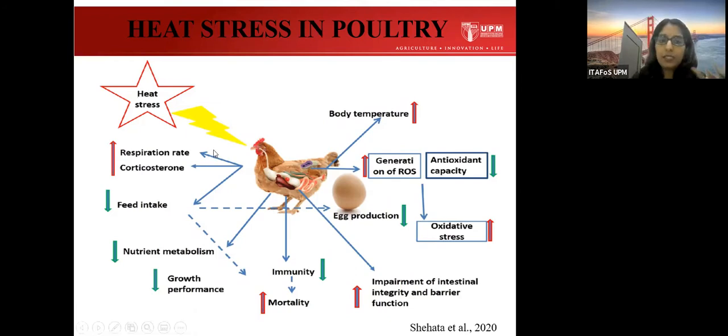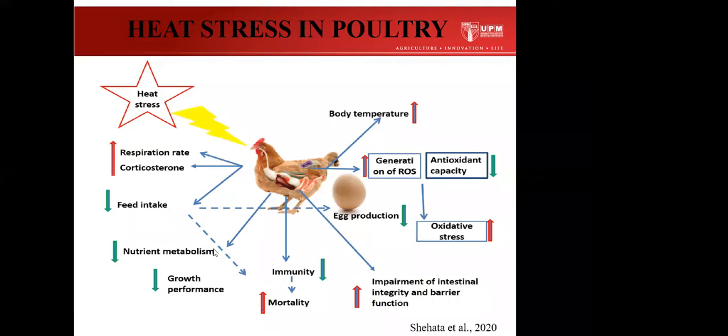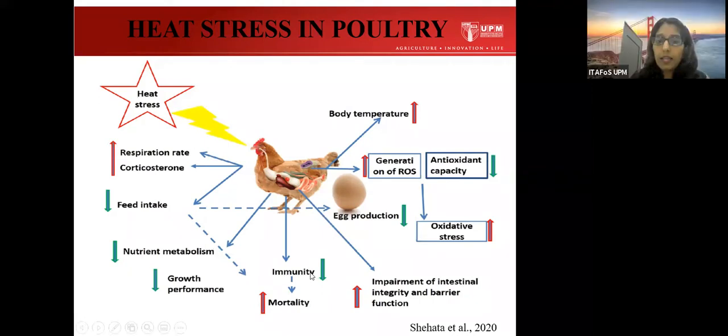When there's heat stress, obviously the temperature becomes higher and the respiratory rate becomes higher. There is also a reduction of feed intake. When there's a reduction of feed intake, obviously there's a reduction of nutrient metabolism, and a reduction of immunity due to reduced nutrient absorption in the body. There is also impairment of the intestinal integrity, which is related to why there's a reduction of feed intake.